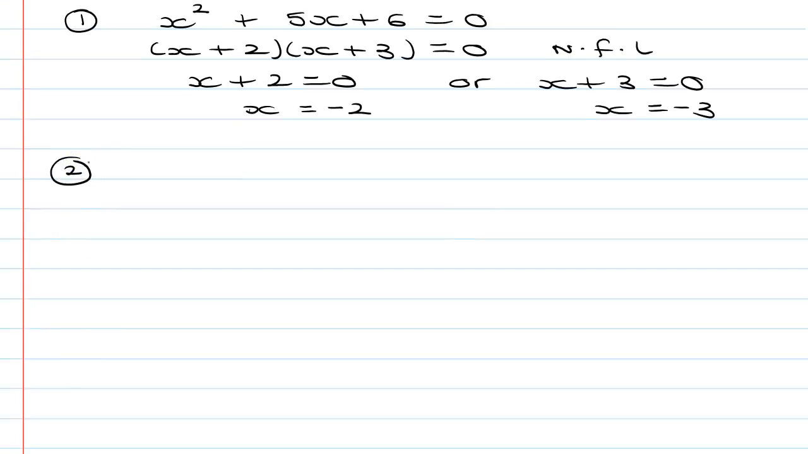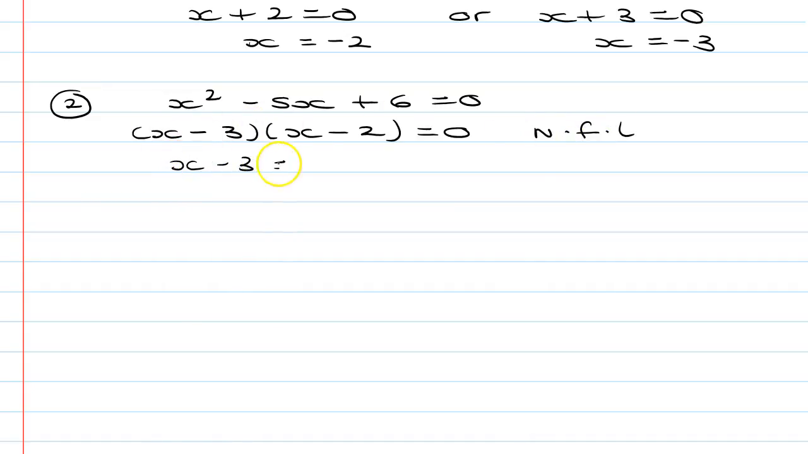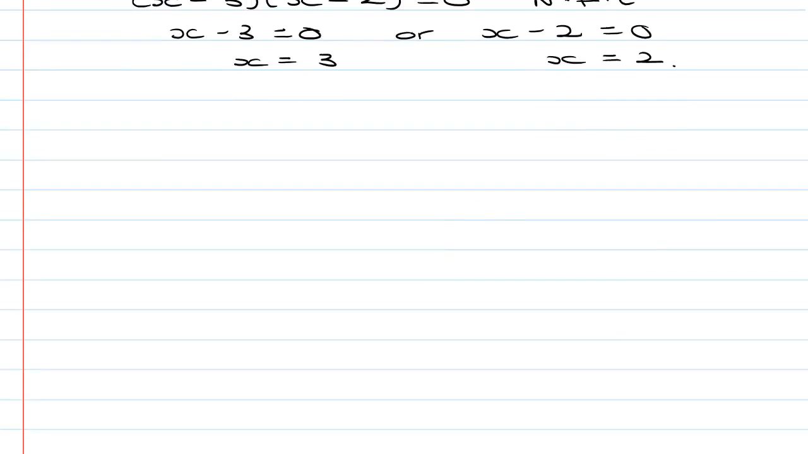Let's look at a second example: x squared minus 5x plus 6 equals 0, and again we're solving. You'll need to factorize first, so x minus 3 and x minus 2. Using the null factor law, I say either this bracket equals 0, so x minus 3 equals 0, or x minus 2 equals 0. Each of these equations can be solved individually, so you get x equals 3 or x equals 2. Now let's go on to some harder quadratics.